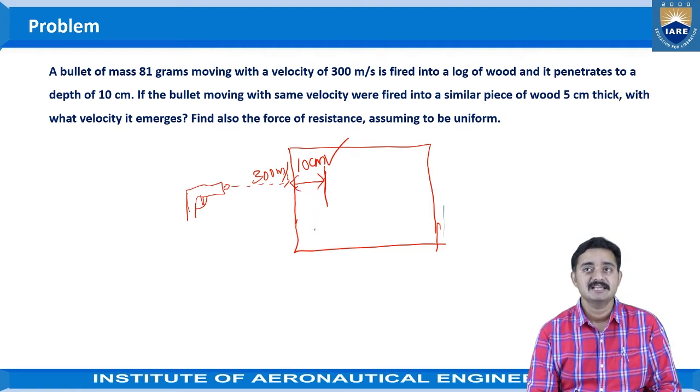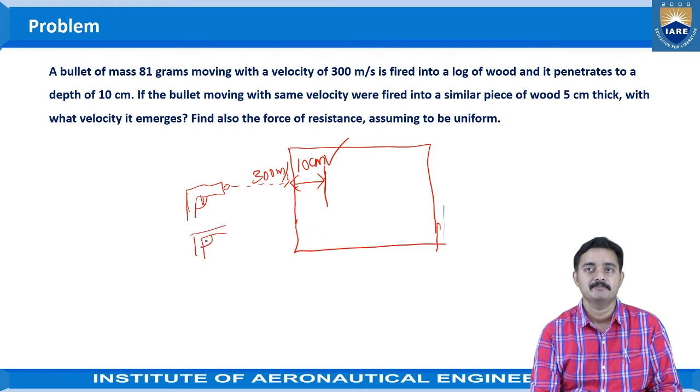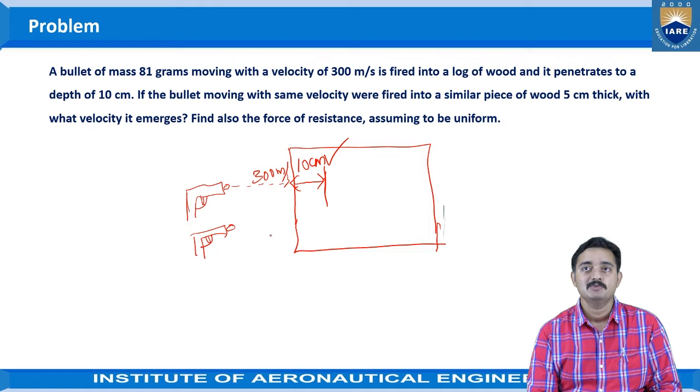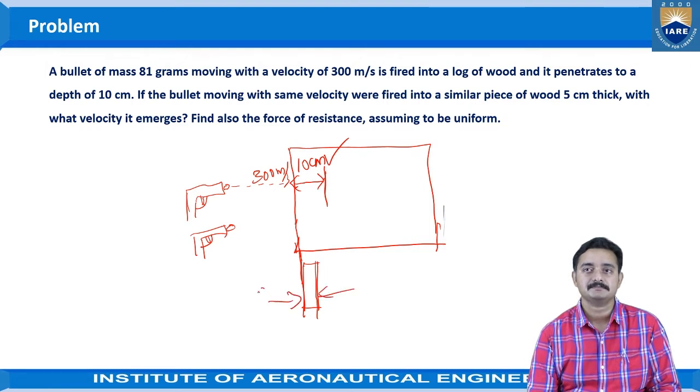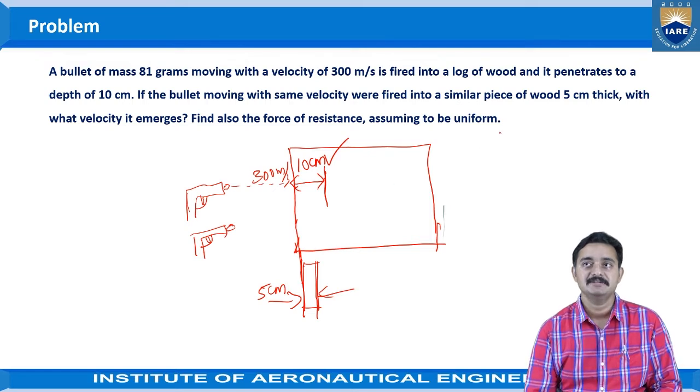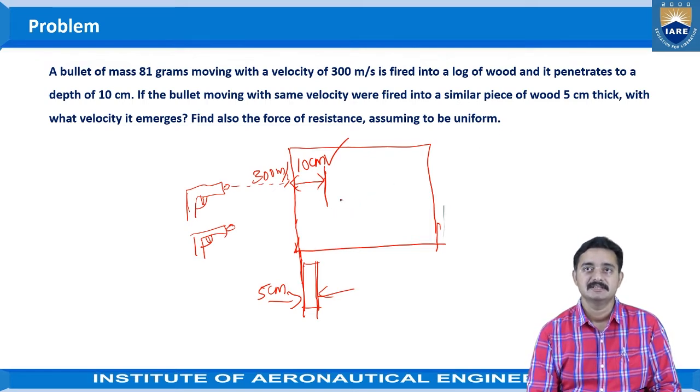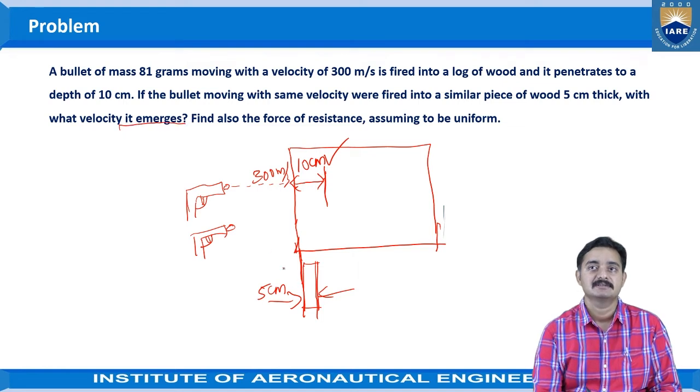If the bullet moving with the same velocity, right? So, the same bullet is being fired, same revolver, same pistol. If the bullet moving with the same velocity were fired into a similar piece of wood 5 centimeter thick, okay? Now what we are considering is only 5 centimeter thick wood. The same wood, but the depth is only 5 centimeters. With what velocity does it emerge, isn't it?